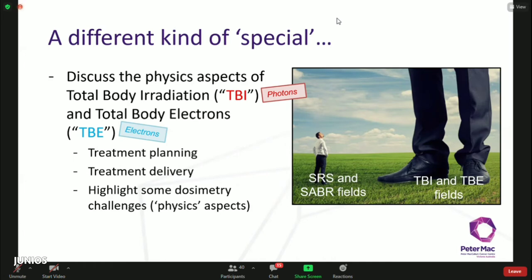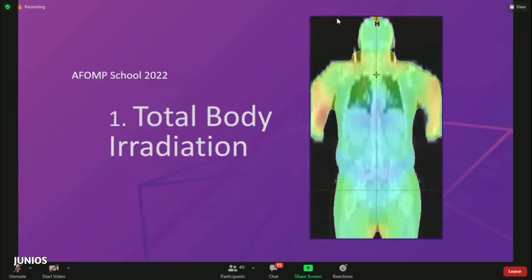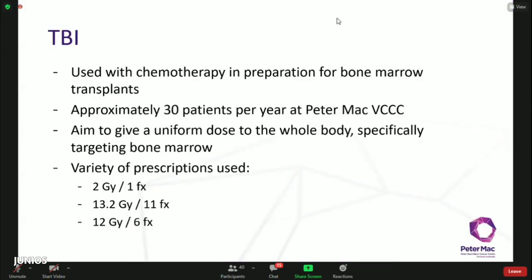So for this presentation, we're going to discuss some of the physics aspects of total body irradiation, or TBI, which involves large photon fields. And then in the second half of the session, we're going to talk about TBE, total body electron treatments. We're going to look at some treatment planning aspects of each, look at the treatment delivery and some of the technical considerations, but also highlight some of the dosimetry challenges, so those physics aspects that keep us physicists involved in these techniques. So for the first half, we're going to look at total body irradiation.